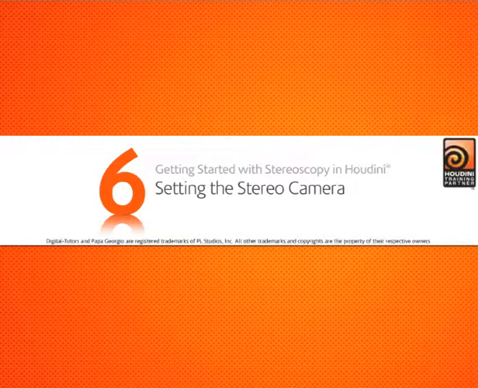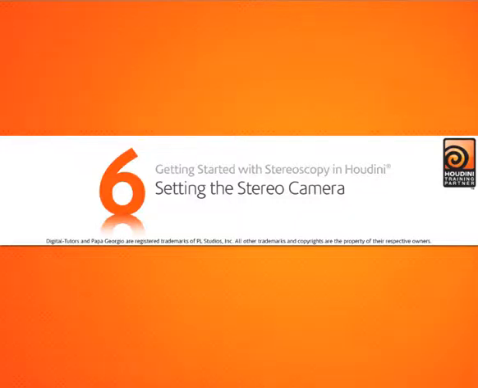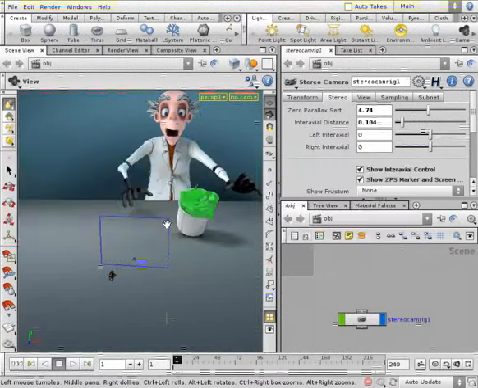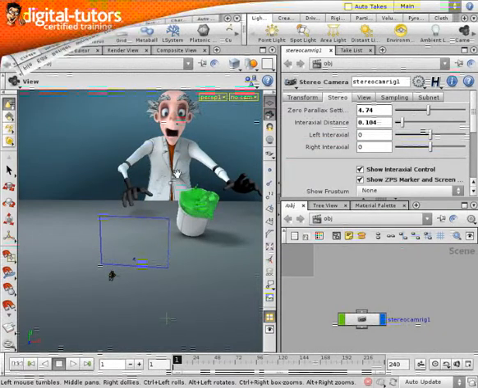In this lesson, we're going to learn how to get a good stereoscopic setting in our scene by applying some of the guidelines that we learned in the previous lesson. So let's pop back into Houdini where we left off and set up the stereo effect for this shot.